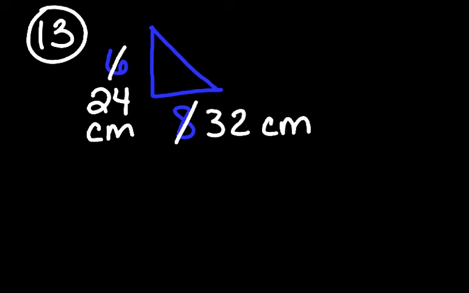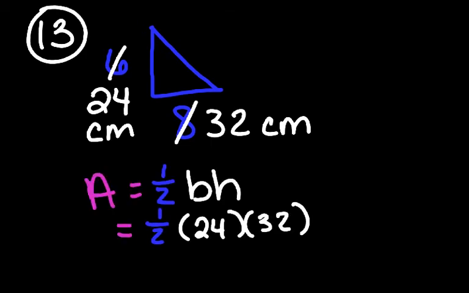You want to know the area of that. So you're going to multiply 24 times 32 and then divide by 2. 24 times 32 should give you 768. 768 divided by 2 should give you 384 centimeters squared, which is D as in dog.